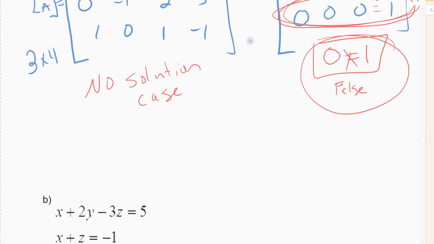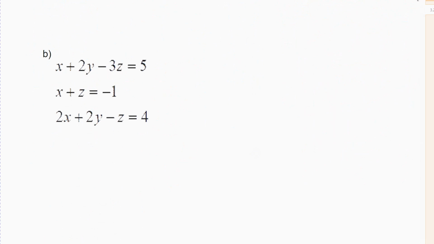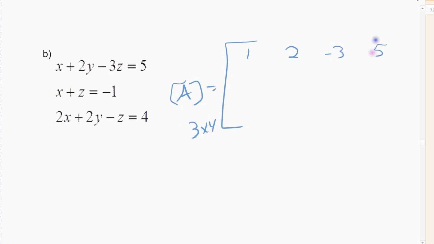Alright, B. All of them are in standard form, so I don't have to worry about standard form. I do need a 0 here for the y in the second term. So my augmented matrix that you're going to plug into the calculator is a 3 by 4. So this is going to be my matrix A. First row, 1, 2, negative 3, 5. Second row, 1, 0 for y, 1 for z, negative 1, 2, 2, negative 1, 4.